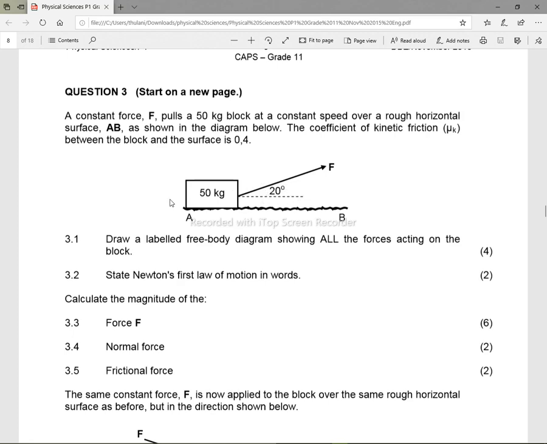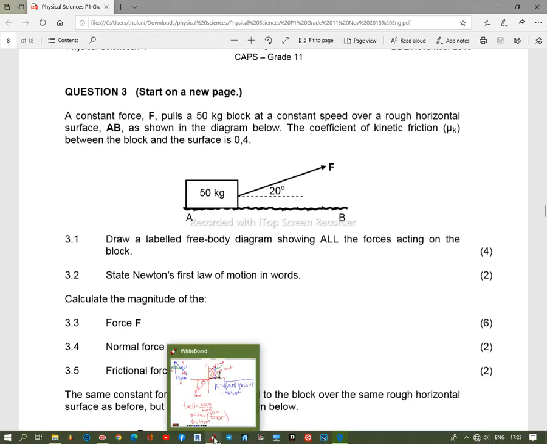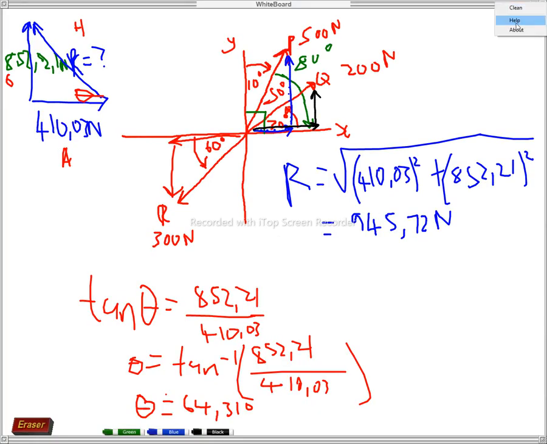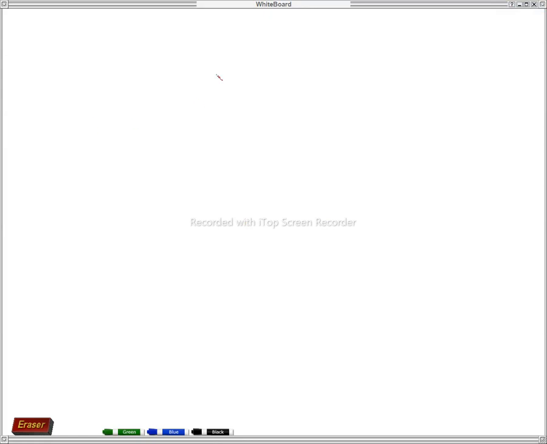of 20 degrees there. And they say draw a labeled free body diagram to show all the forces acting on the block. So let me just draw this. Let me draw it in the middle of the board. So in question 3, we have something like this.